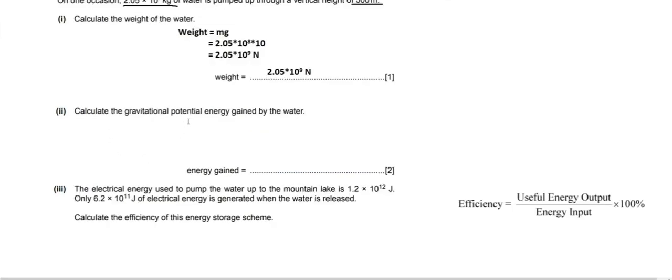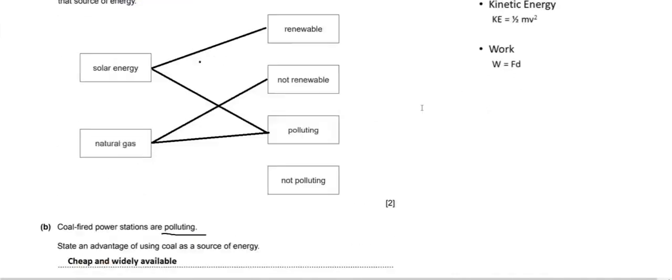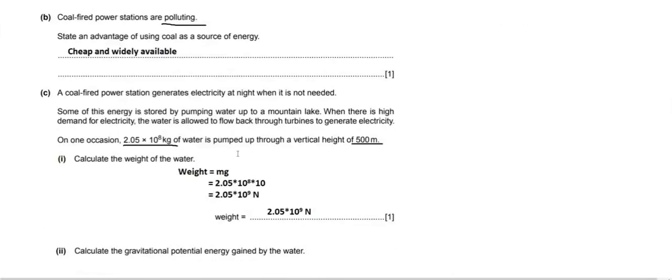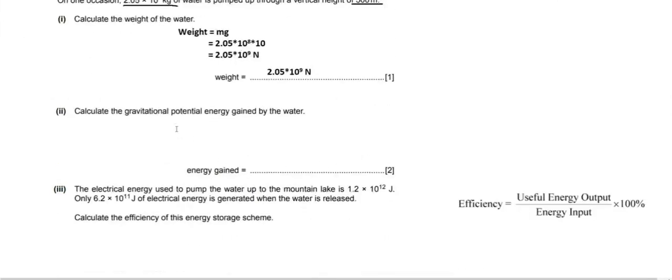Now the next question: calculate the gravitational potential energy gained by the water. We know the gravitational potential energy formula is mgh. The same mass is pumped through a vertical height of 500 meters, so the height is also given. We can write down the gravitational potential energy.